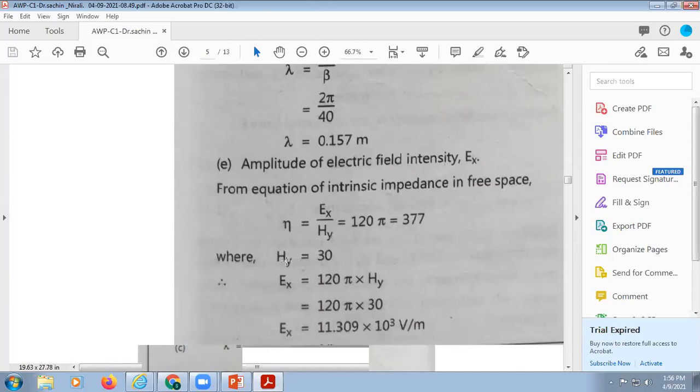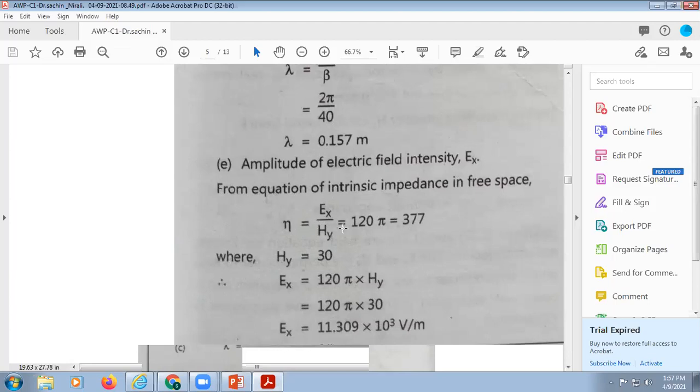Because the magnitude of Hy is 30, how are you getting the intrinsic impedance? The standard intrinsic impedance is nothing but 125 or 377. How can we find it? 120 pi. We have already done this in electromagnetic field theory. We know very well that after the derivation we can get the standard formula or the constant value of the intrinsic impedance, 125 or 377.